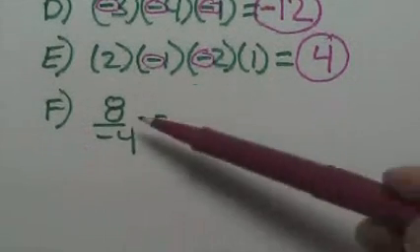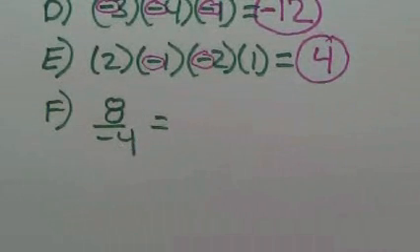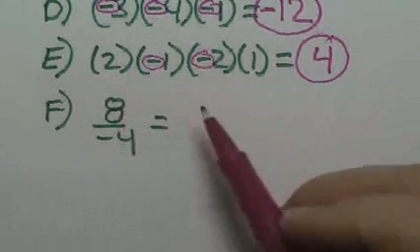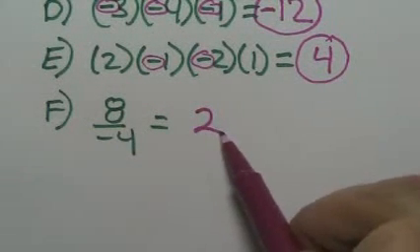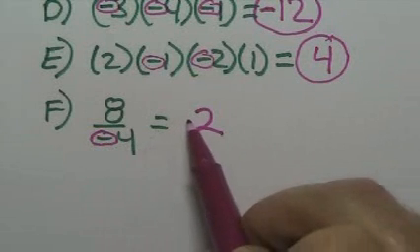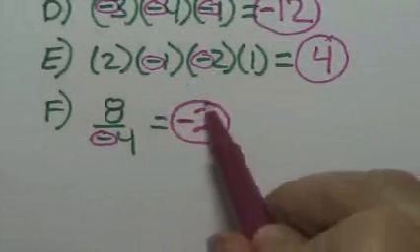Letter F, this is a division problem. 8 divided by negative 4. First we divide. 8 divided by 4, or 4 goes into 8, twice. I count my negatives. I have one negative. The answer is negative then. If there was two of them, it would cancel.